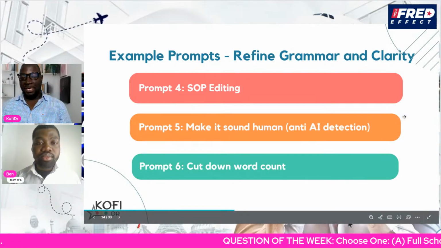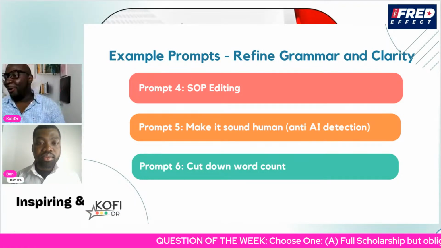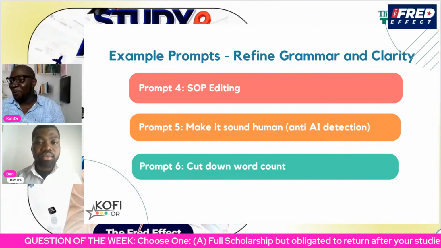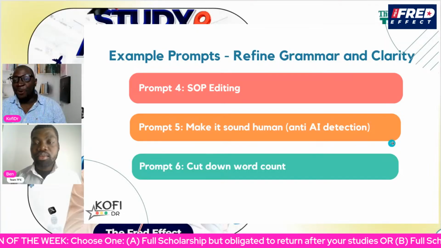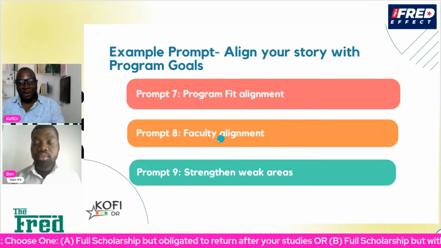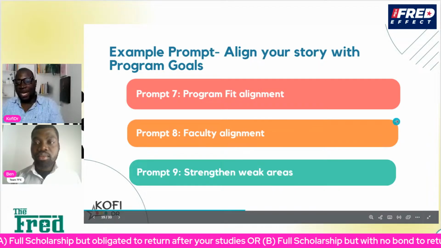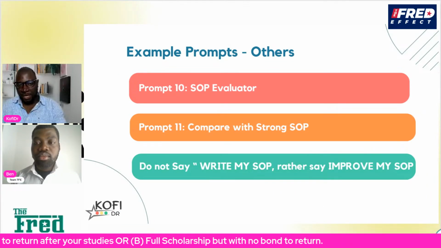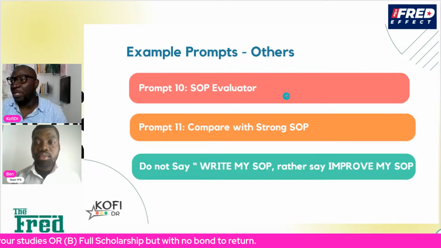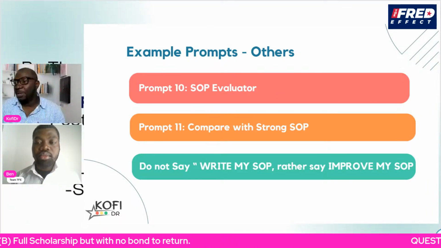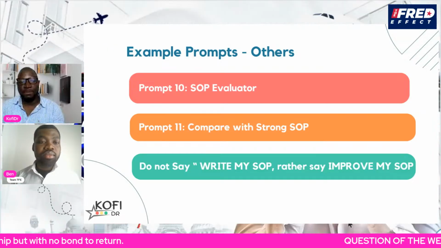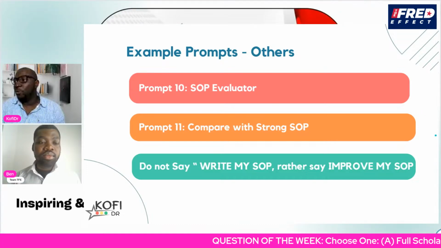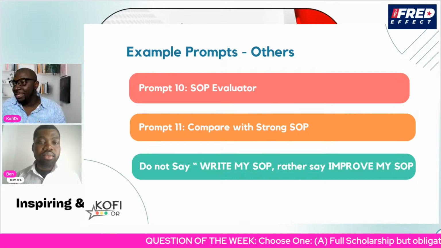Like I said, I'm spending a little bit of time on SOP because that's where a lot of the students are guilty. That is where most people will go to AI, and they will use it for all sorts of things. So, alignment, faculty alignment, strengthening weak areas. We are done with this side. And then others, generally the SOP evaluator. So you could use AI to evaluate your SOP. After the SOP is written, you can use AI as a reviewer to review your SOP for you. If you want to do that, this is what you would have to do.